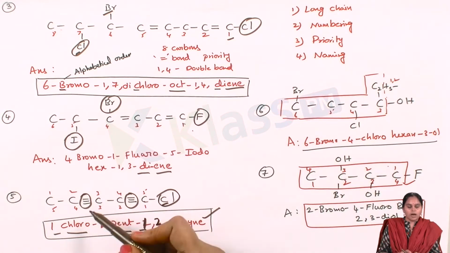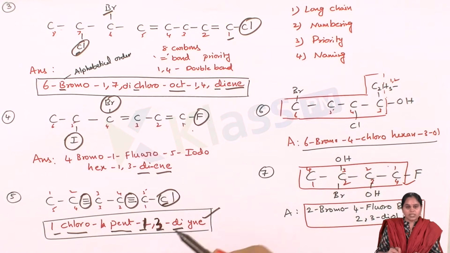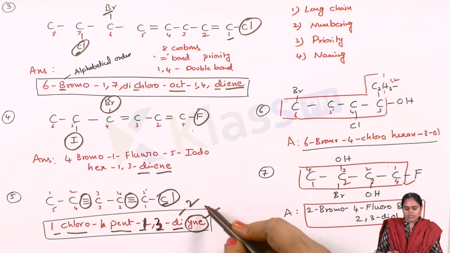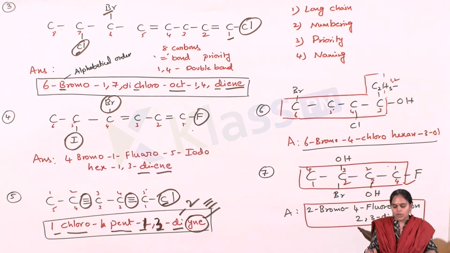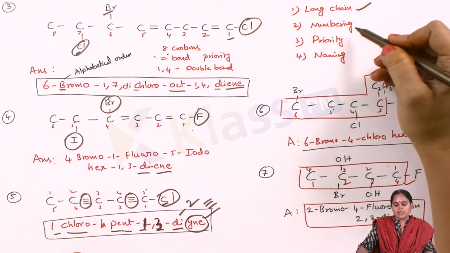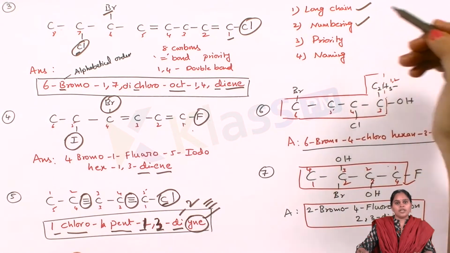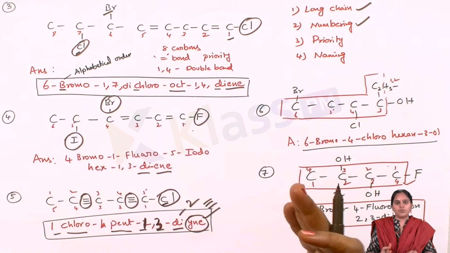So 1,3-di means 2 bonds are there. Which kind of bonds? It's a triple bond. Like this you have to write. Simply you just remember: find the longest chain and give numbering according to the priorities we need to follow.